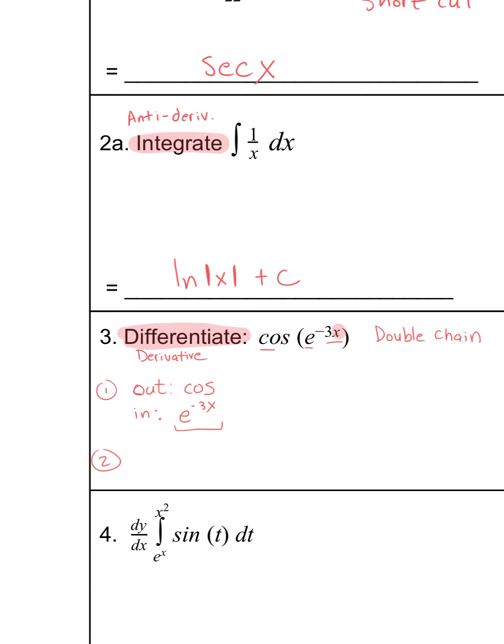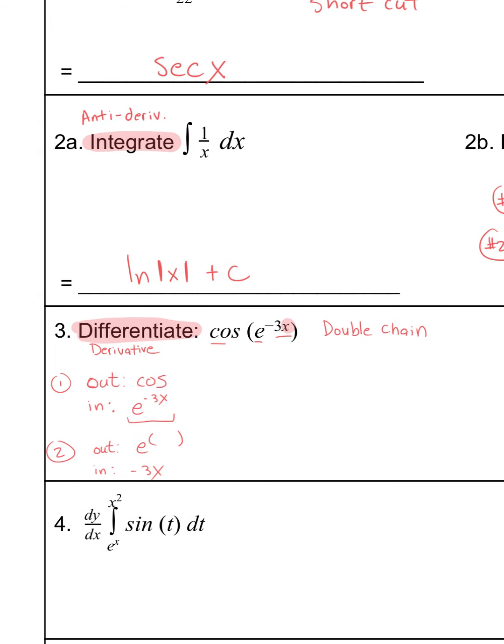So now the outer function here is e. In our second chain, the outer function is e to something, and then our inner function is negative 3x. And now we go to work.